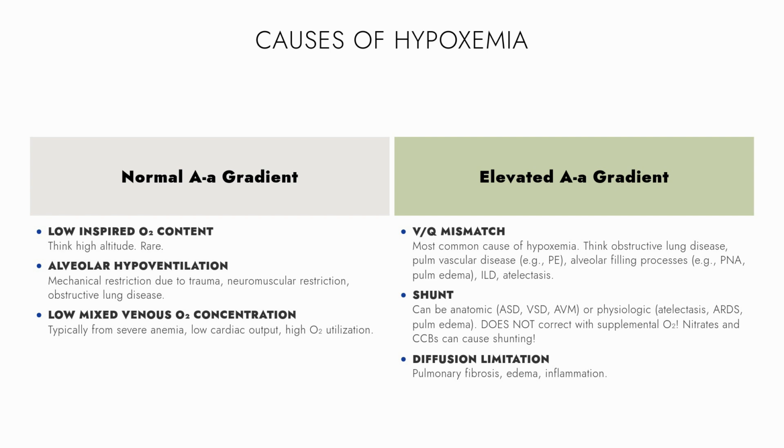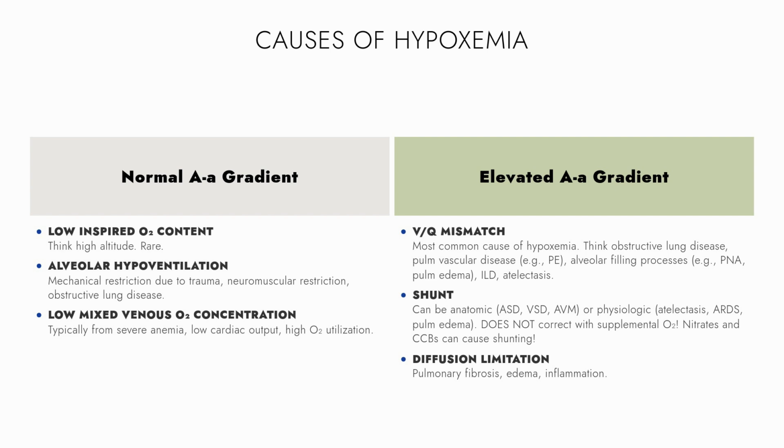The third cause under normal AA gradient is low mixed venous O2 concentration. This happens when the oxygen content in the venous blood returning to the lungs is abnormally low. It's typically seen in conditions like severe anemia, where there aren't enough red blood cells to carry oxygen, or low cardiac output states, like in heart failure. High O2 utilization, such as in septic shock, can also contribute. Here, the issue isn't with the lungs themselves, but with systemic oxygen delivery.